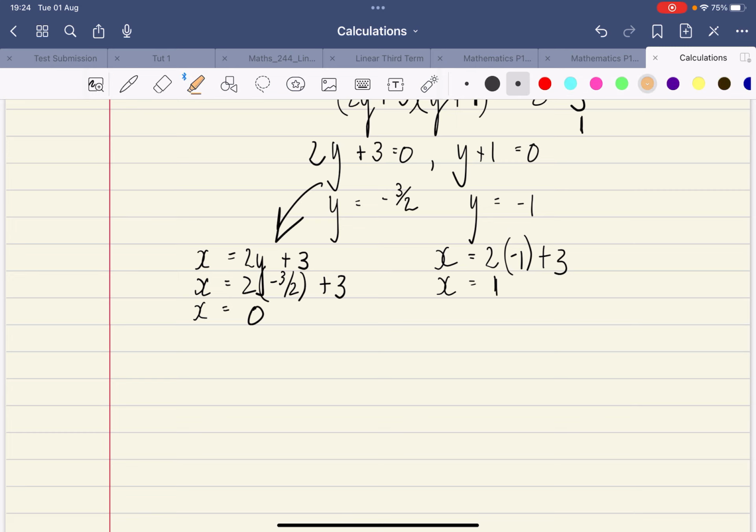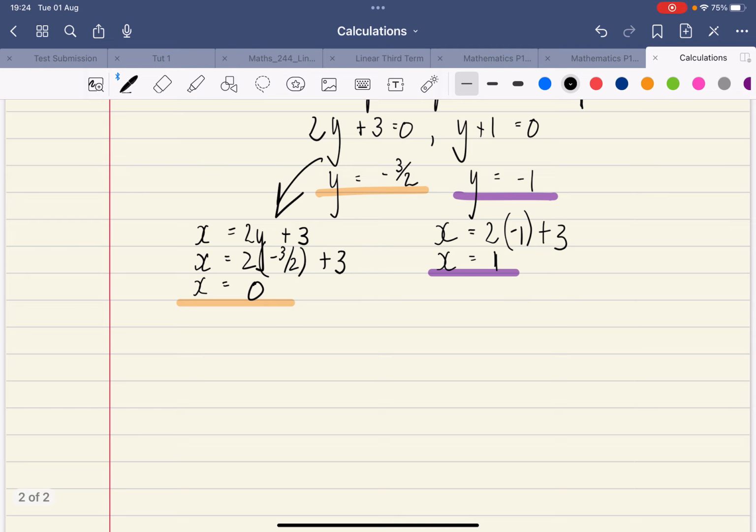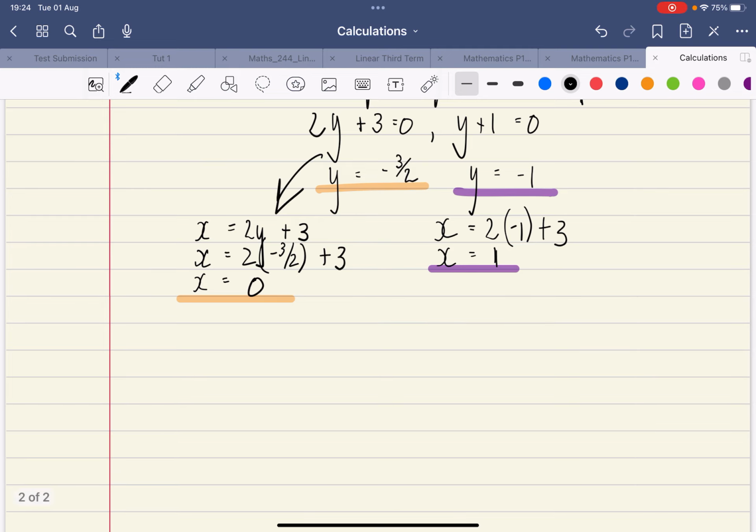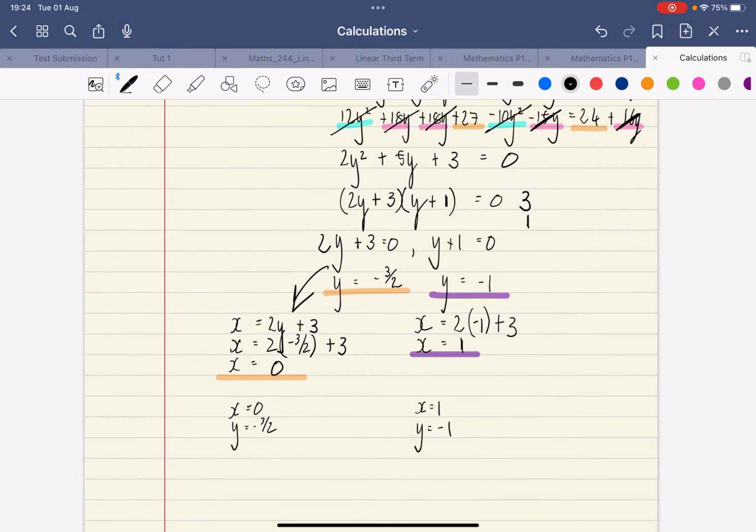Therefore, this y and this x go together, and this y and this x go together. So our answers are x equals 0, y equals negative 3 over 2, x equals 1, y equals negative 1. And that is the problem solved.